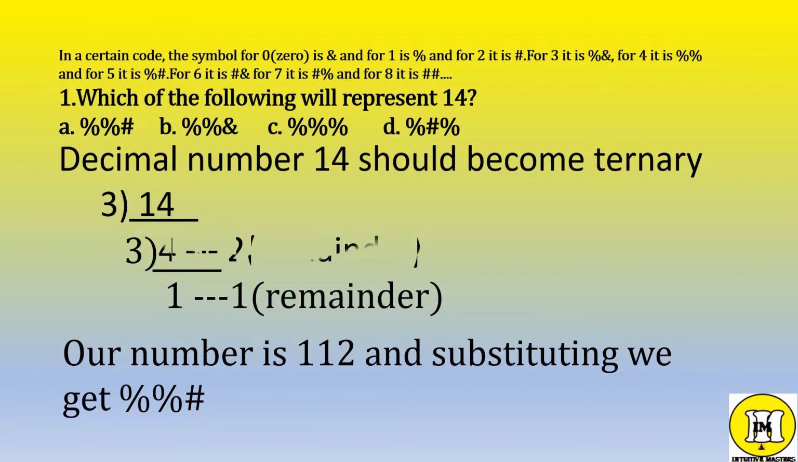Decimal number 14 should become ternary. 14 on dividing by 3 gives 4 as the quotient and 2 as remainder. 4 on dividing by 3 gives 1 as the quotient and 1 as remainder. Our number is 112, and substituting the symbols, we get %, hashtag.